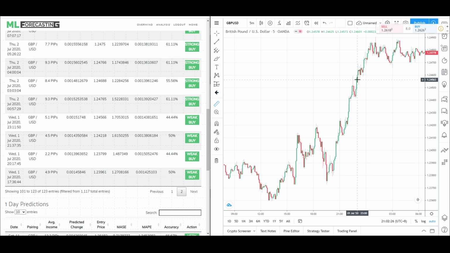23.11. 23.11, I didn't even need to look at that. We've got plenty of move there. 21.37, sort of here. Don't even need to look at that, that's a winner. 20.17, sort of this area here, that's a winner. And to finish it out, 17.36.